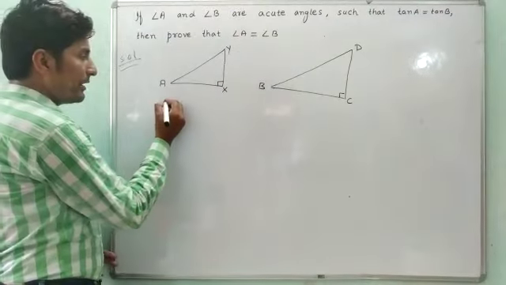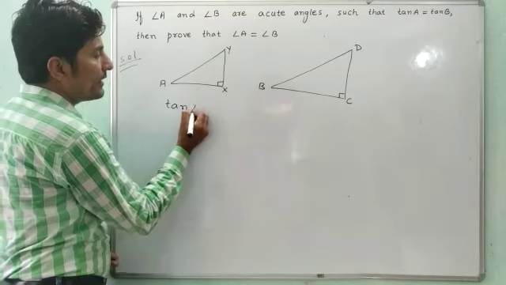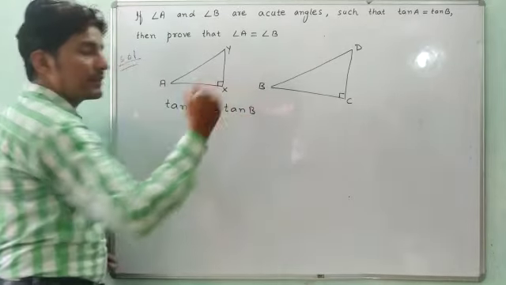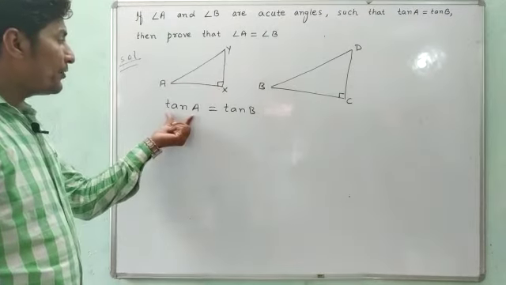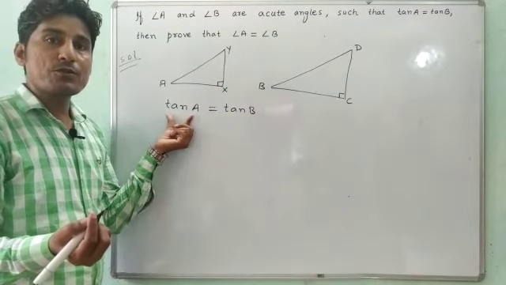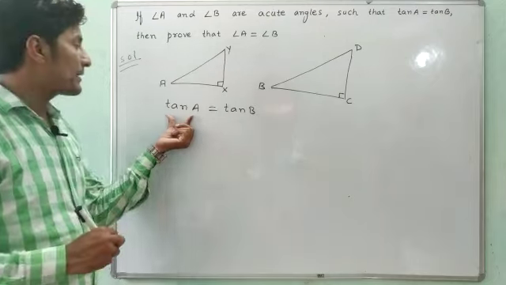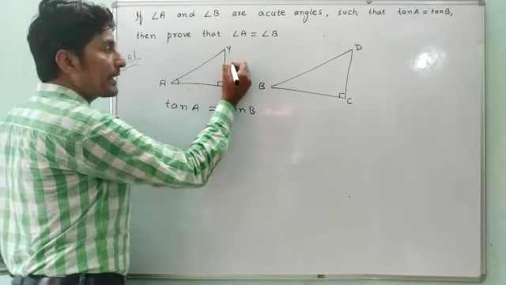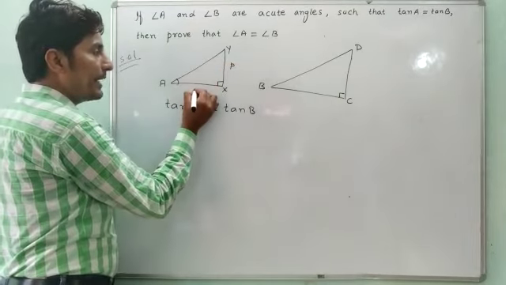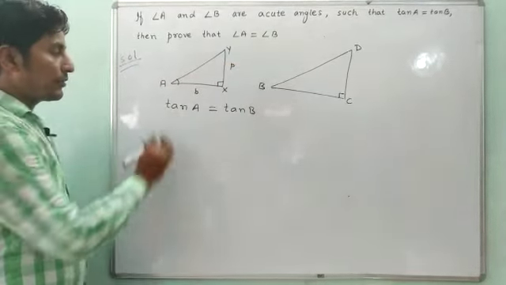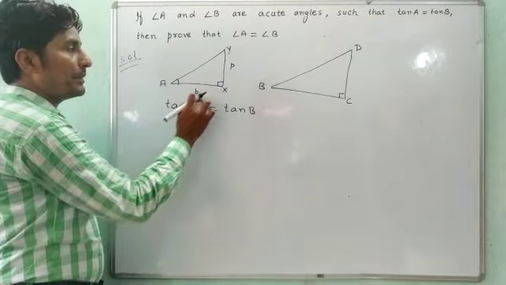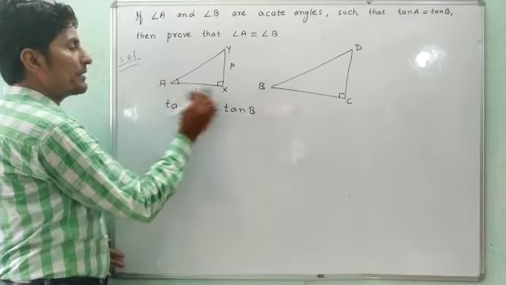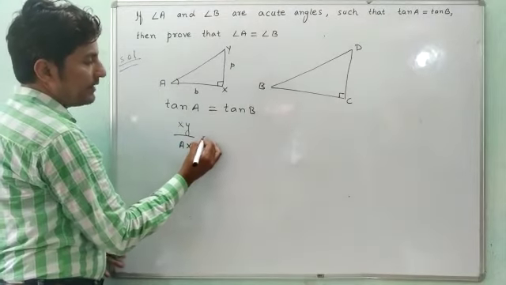Now according to the question, tan A is equal to tan B. This is already given in the question. As we know, tan A is always equal to perpendicular upon base. Angle A is here. The side opposite to this angle will be taken as perpendicular, while this side will be taken as base. So tan A equals P upon B, means XY upon AX, is equal to tan B.